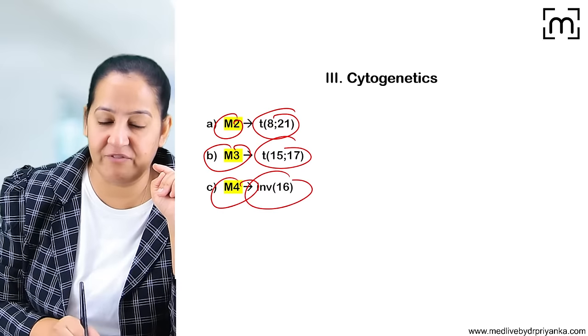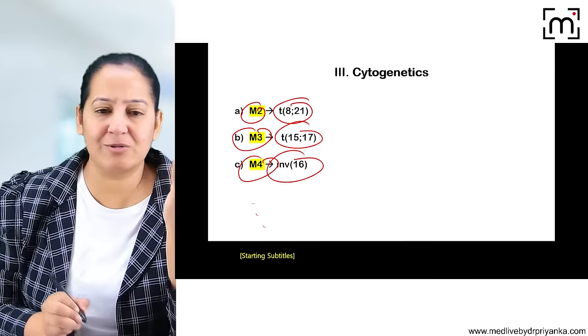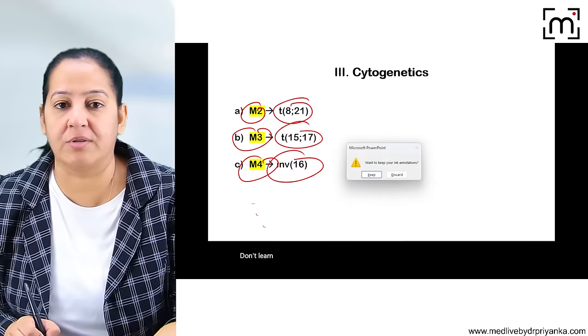And in M4, it's inversion 16. But in others, there are other translocations. Don't learn them. Usually you get questions on these.